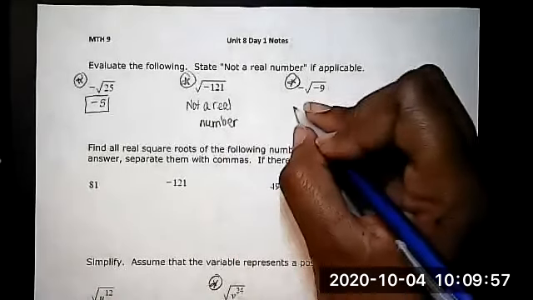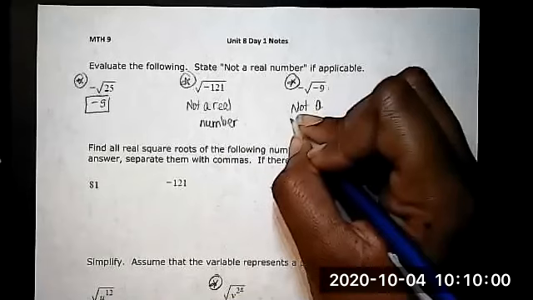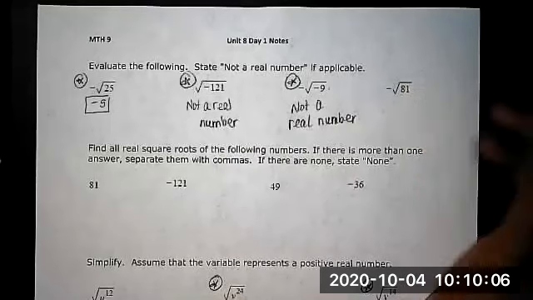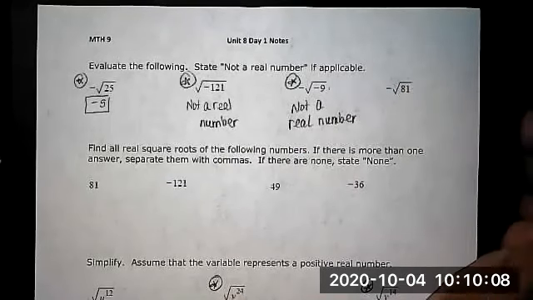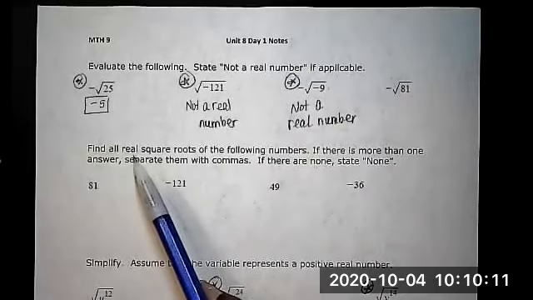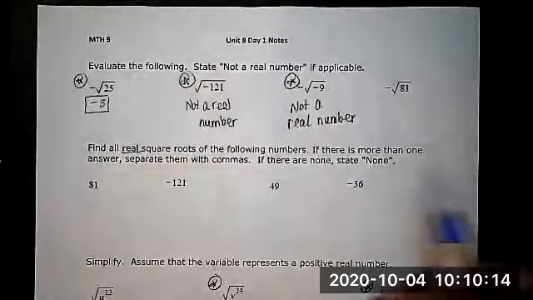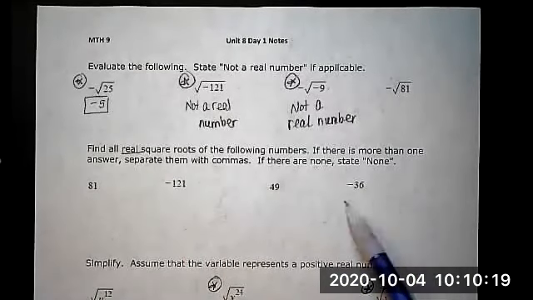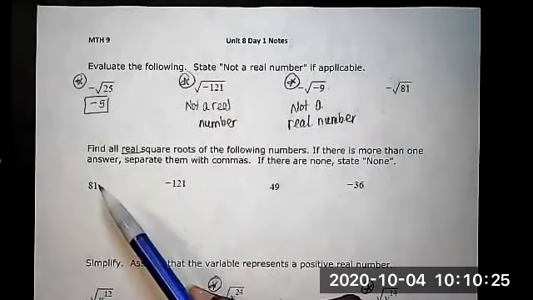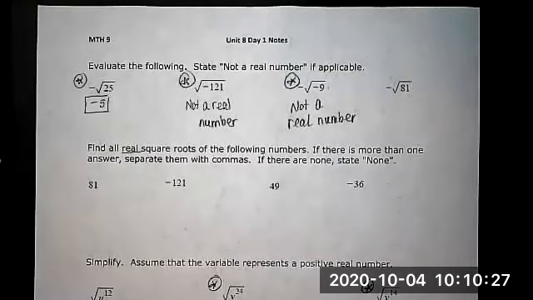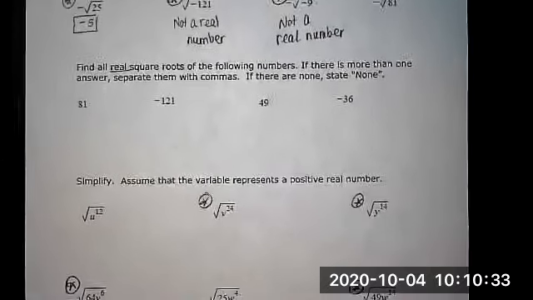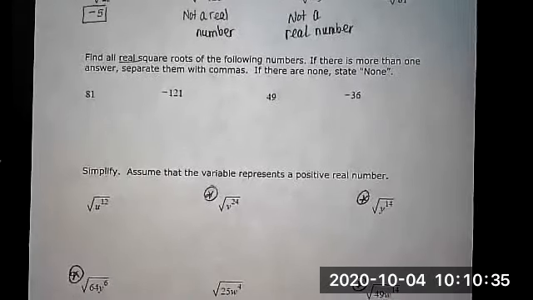Same thing here, not a real number. And then for this particular one, that would be -9. So this one would be an actual number. All right, so for all real, that's important, real square roots of the following numbers, if there's more than one answer, separate them with commas. If there's none, state none. So for this particular situation, they're saying, what are all the real numbers that can basically multiply to give you these numbers for the square roots?